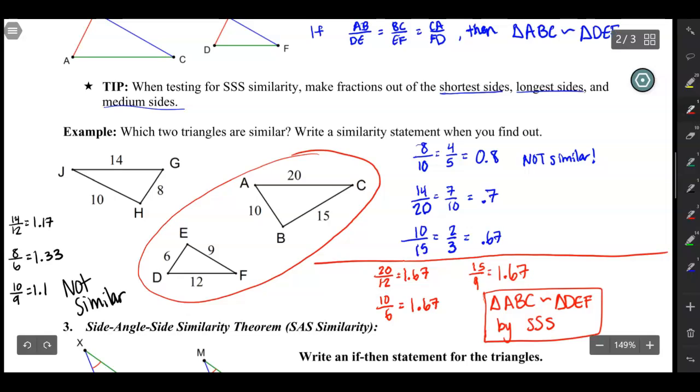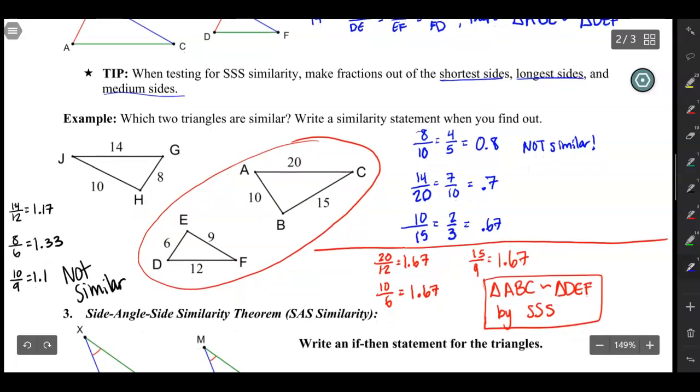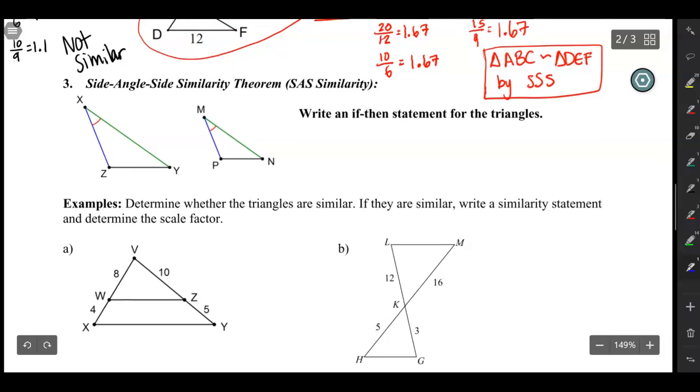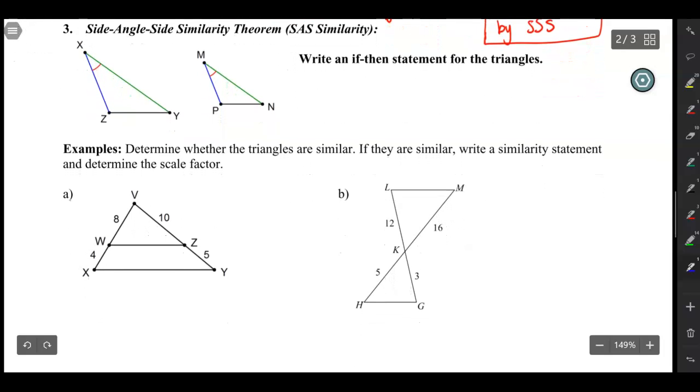So hopefully that was helpful in understanding this side similarity theorem. We've got one more. The first one we did was angle, where we just looked at the angles. The one we just barely did was side, so we just looked at sides. Now we're going to look at a combination of sides and angles. So this is called the side angle side similarity theorem, and you can abbreviate it as SAS.